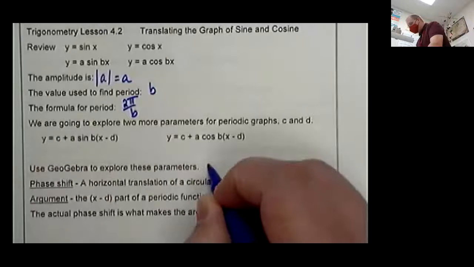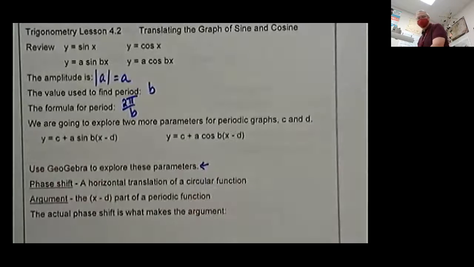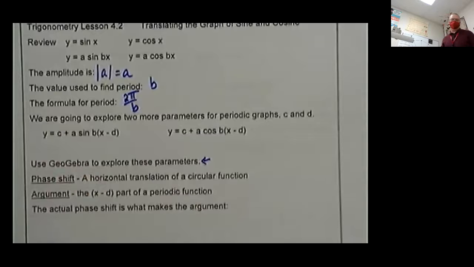We're going to do this. Hopefully we will have done this by the time we start class. If not, we're going to do that in our next class period. We're going to use GeoGebra to explore this better, so you get a better mental connection for what these parameters do to the graphs.